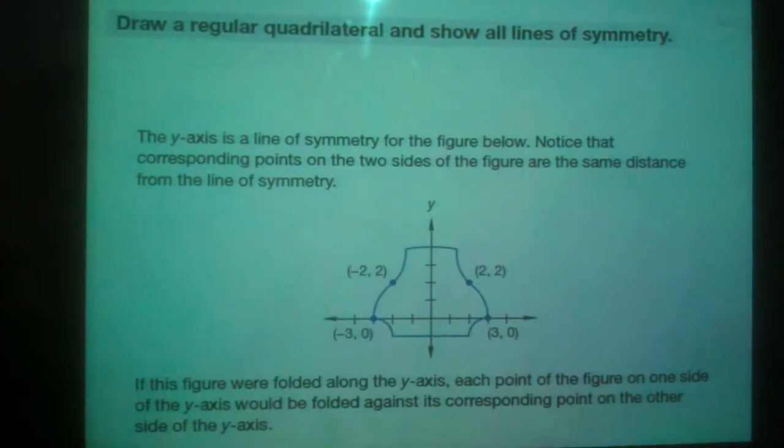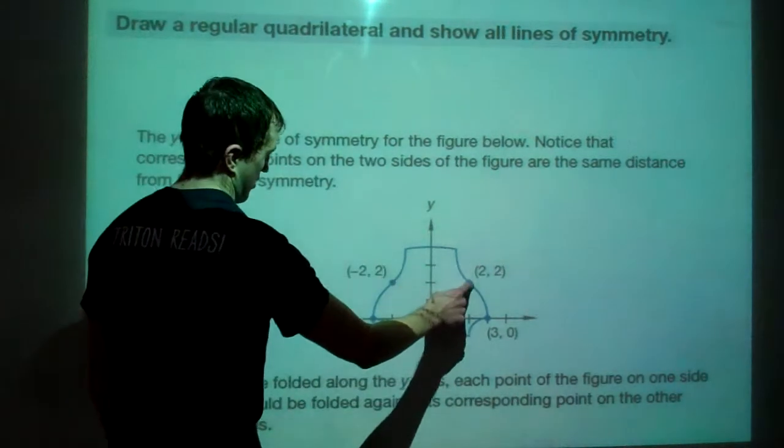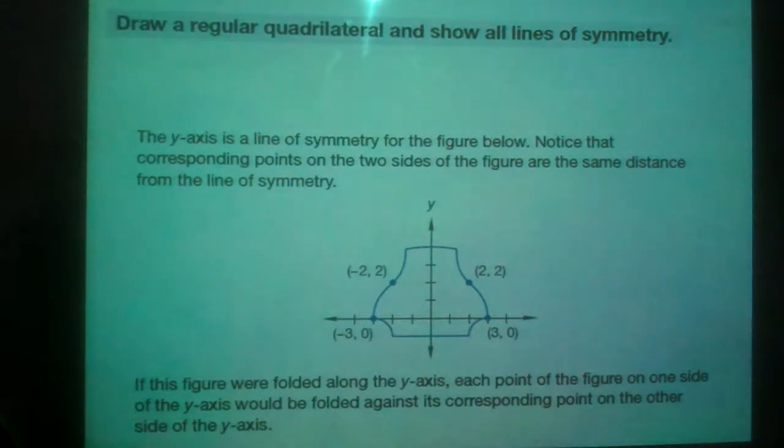Okay, so if this figure were folded along the y-axis, each point of the figure on one side of the y-axis would be folded against its corresponding point on the other side. So if we were to fold, like I was talking about, this point and this point would match up, and this point and this point would match up.